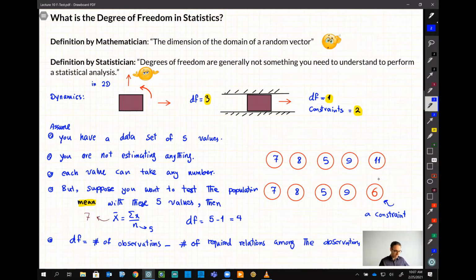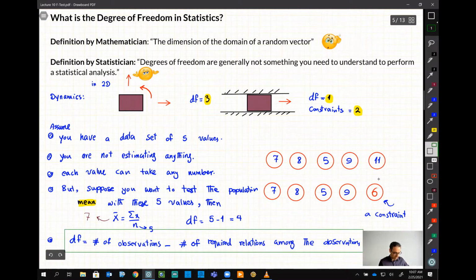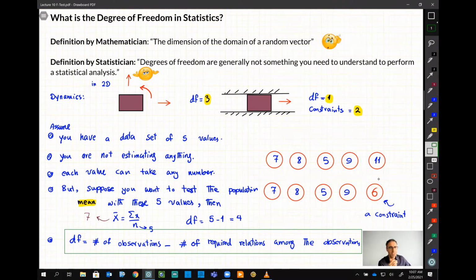Okay, hope it's clear. If it's not, this is the best I could do, because if you Google the internet and search for degree of freedom in statistics, you either get the first one from the mathematician or the second one. But again, I realized that we like to somehow relate it to dynamics, and this is what we can get out of it. Let's see if there is any question for degree of freedom.